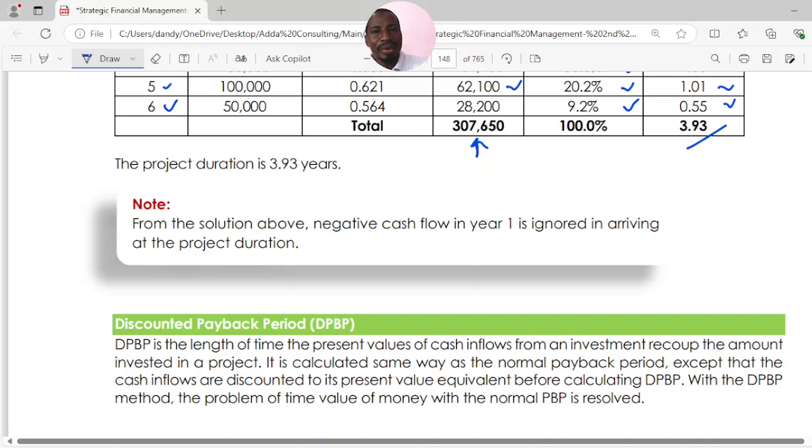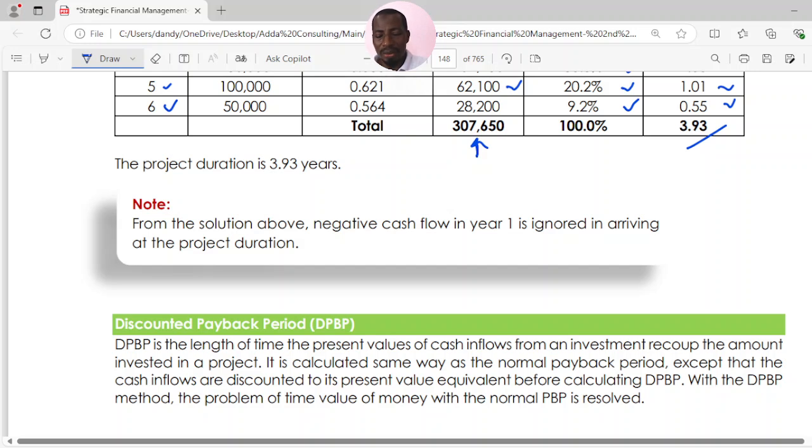However, the discounted payback period is saying that you cannot use just the ordinary cash flow, you have to discount it, considering the time value of money. So you have to discount it to the present value equivalent before you compute the payback period. Therefore, the discounted payback period is the length of time the present value of cash inflows from an investment will take to recoup the amount invested in a project.